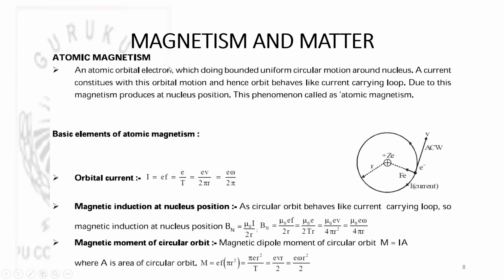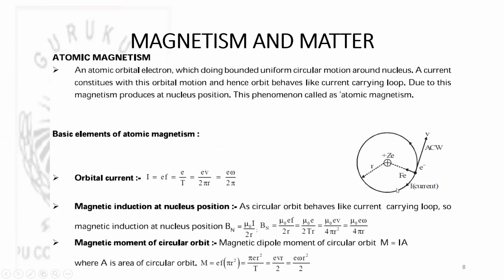Then atomic magnetism. An atomic orbital electron which is doing bounded uniform circular motion around the nucleus constitutes a current with this orbital motion, and hence the orbit behaves like a current carrying loop. So due to this, a magnetic field is produced at the position of the nucleus. This phenomenon is called atomic magnetism.